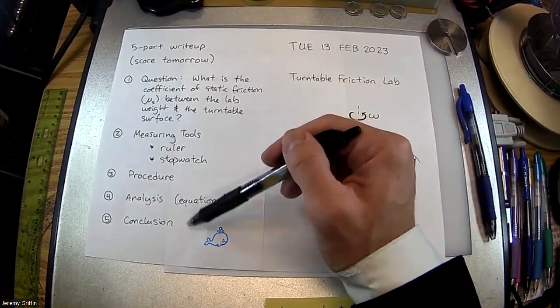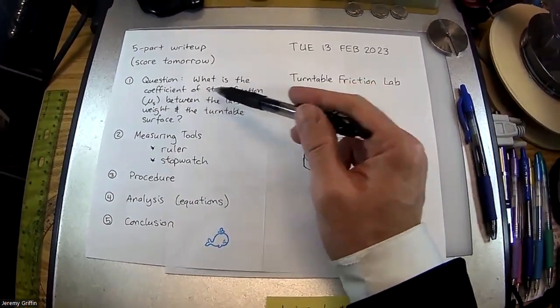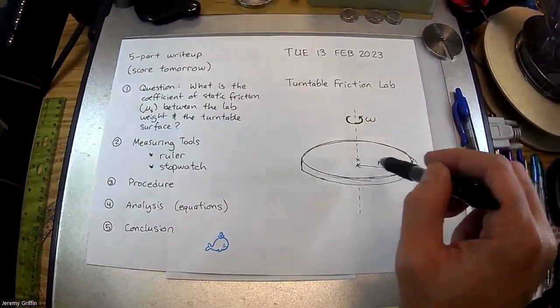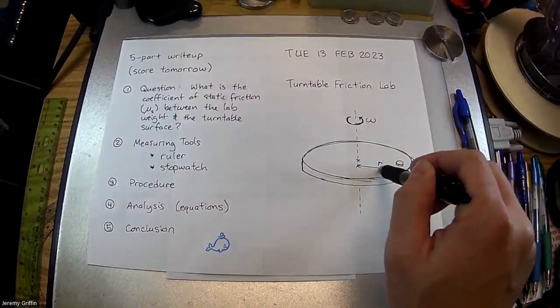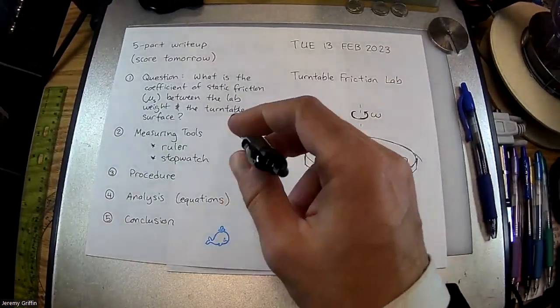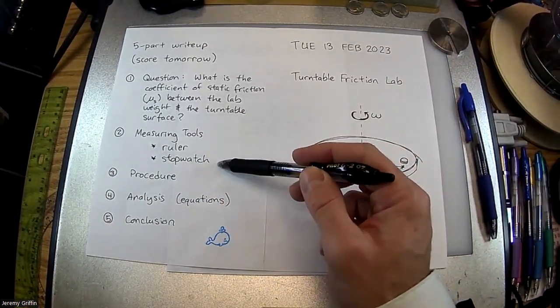So here's the 5 parts I want you guys to do. First part, question, and here's your question: what is the coefficient of static friction, that's mu sub s, between the lab weight and the turntable surface? That's all you're trying to find. Next, measuring tools. I'm listing 2 tools here: a ruler and a stopwatch.